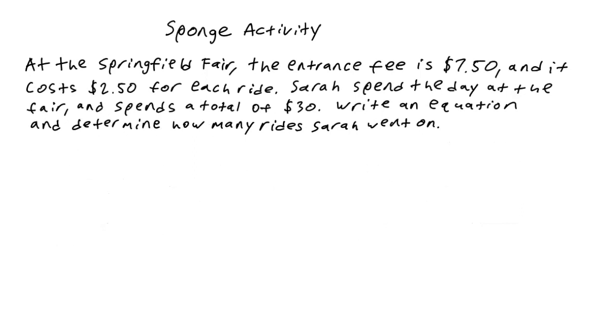All right, now time for the sponge activity. At the Springfield Fair, the entrance fee is $7.50, and it costs $2.50 for each ride. Sarah spent the day at the fair and spends a total of $30. Write an equation and determine how many rides Sarah went on. So not only do you need to figure out how many rides, but I need you to write it as an algebraic equation.